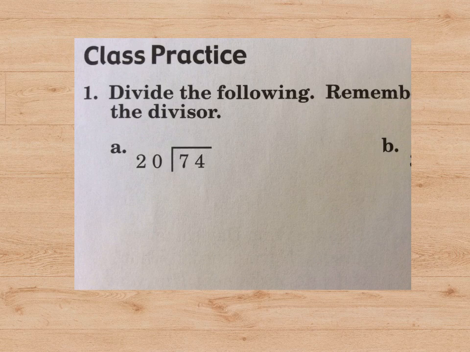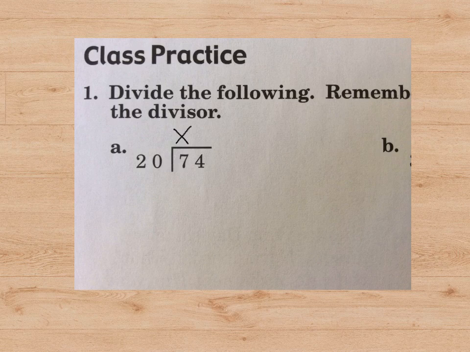So we look at this and we know that 20 does not go into 7. So we're going to put an X above the 7. We know that 20 does go into 74. And here's what I want you to do in trying to figure out how many times. I want you to take your finger and cover up the 0 and cover up the 4. You're covering up the last digits in our problem here, the 0 and the 4.